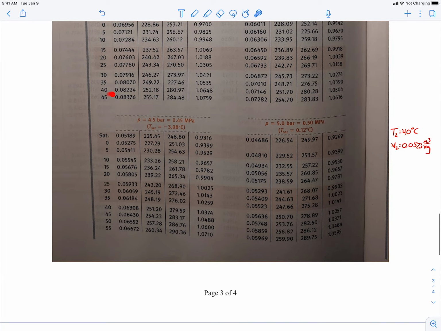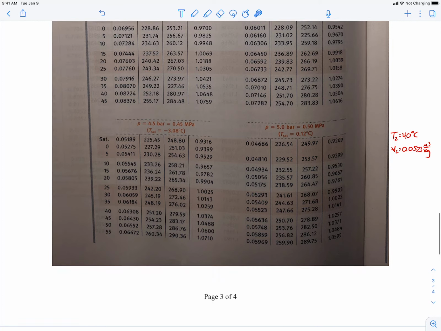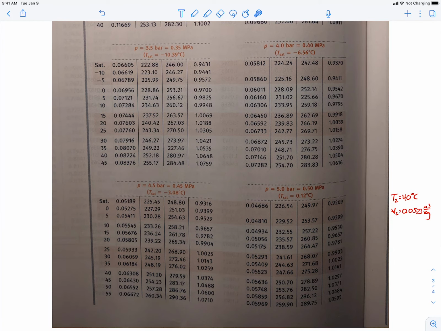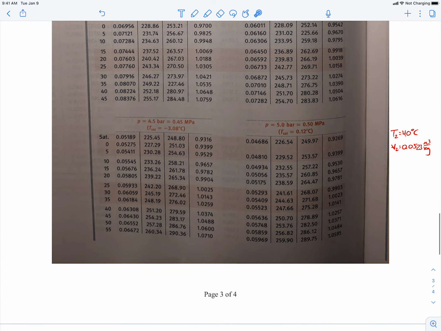What I'm looking for at 40 degrees is, like here it's 0.08224, so that's too large of a specific volume. And then as I increase pressure, notice that the pressure goes from 3.5 bar to 4 bar. As I increase pressure, you can see this specific volume is getting a little bit smaller, so it's still too large for what we have. Here's 40 degrees C. We're getting closer. That's still too large.